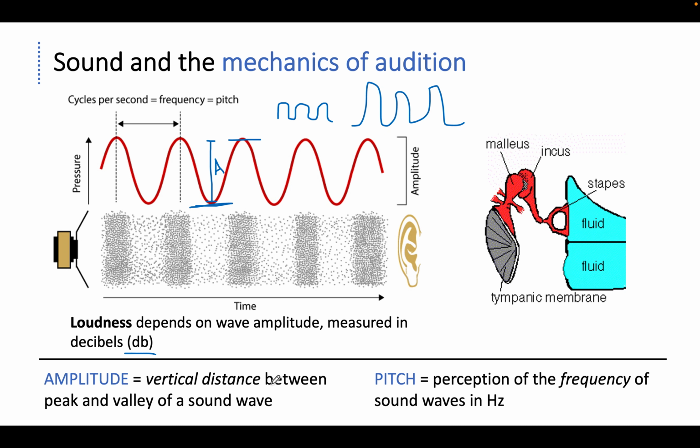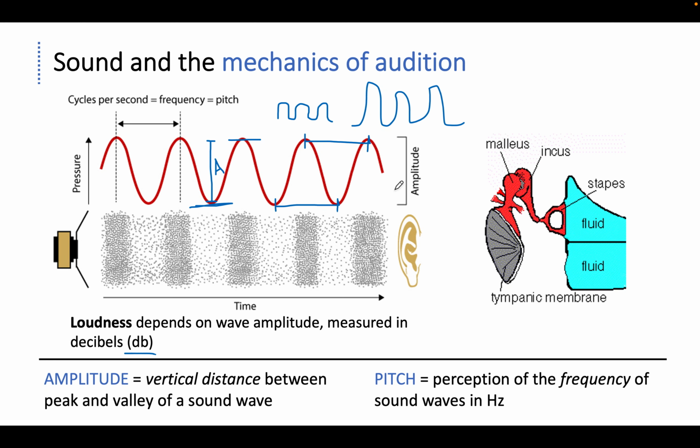Whenever we're talking about pitch, this has to do with the frequency of the sound waves. So the frequency has to do with the horizontal distance from one peak to the next peak or from one valley to the next valley. So from this point here over to this point here, that is frequency. You could also do it from the peak, from this point here over to this point here, that is the frequency.